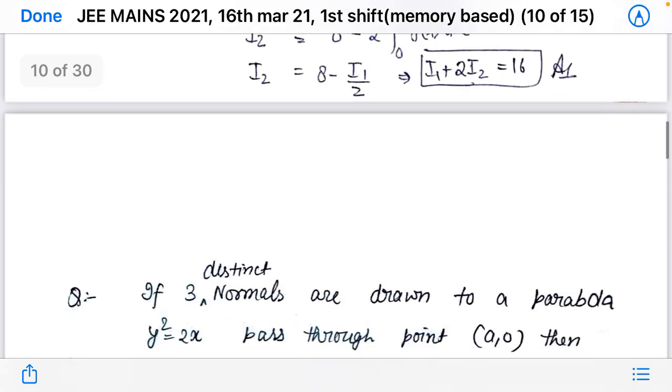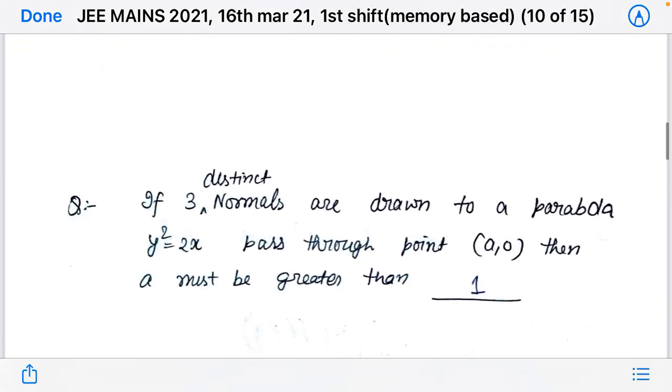I hope this should be clear. Let's come to problem number 10. This was a very easy question, and if you know the property of the parabola, then you can mark this question within 10 or 15 seconds. If three distinct normals are drawn to the parabola y square equal to 2x passing through (a, 0), then a must be greater than.